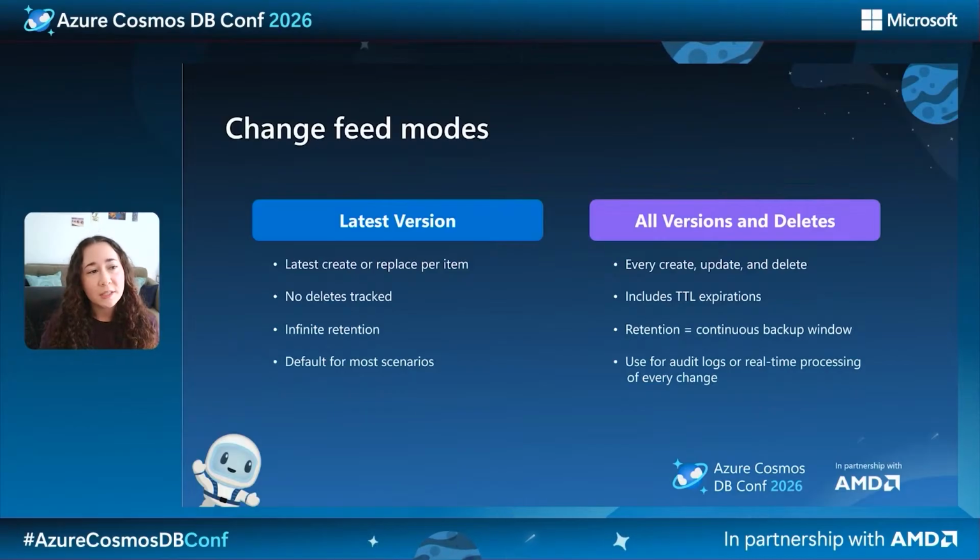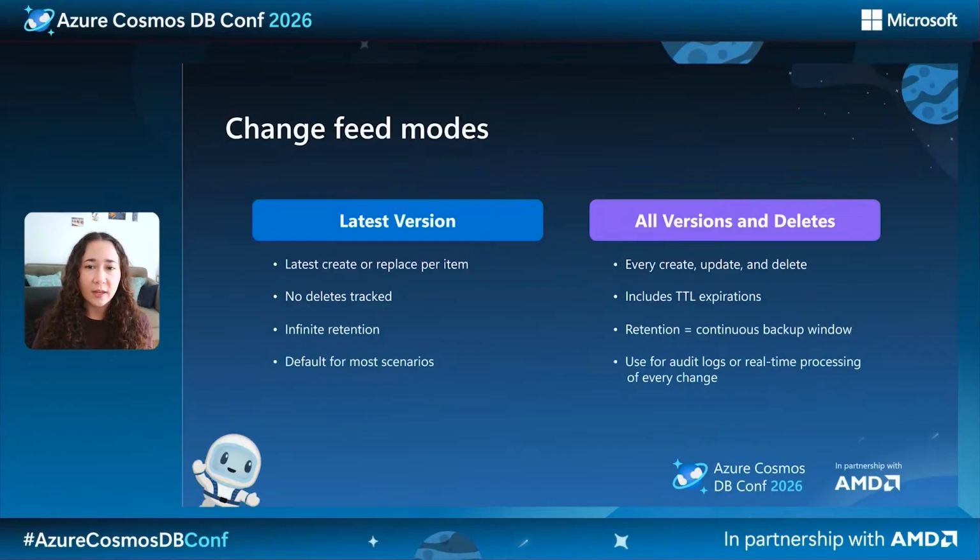There's also all versions and deletes mode. With all versions and deletes, you get every create, update, and delete, including TTL expirations. Items for TTL expirations will appear in the feed in order of their purge time, which may be slightly later than their actual expire time.